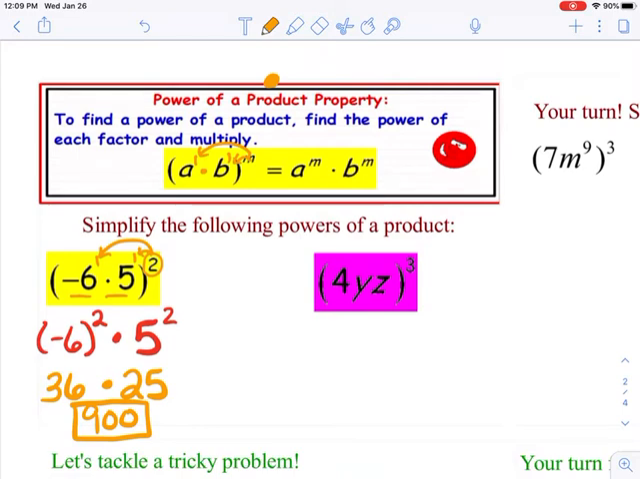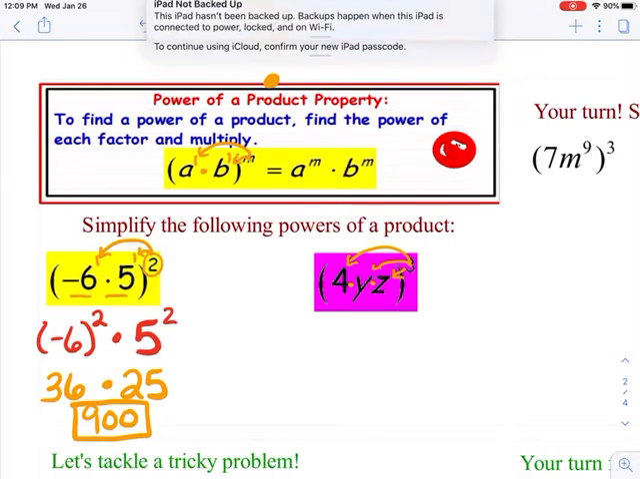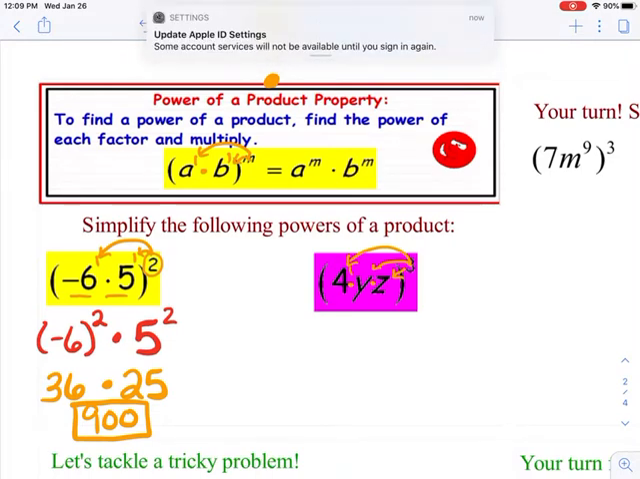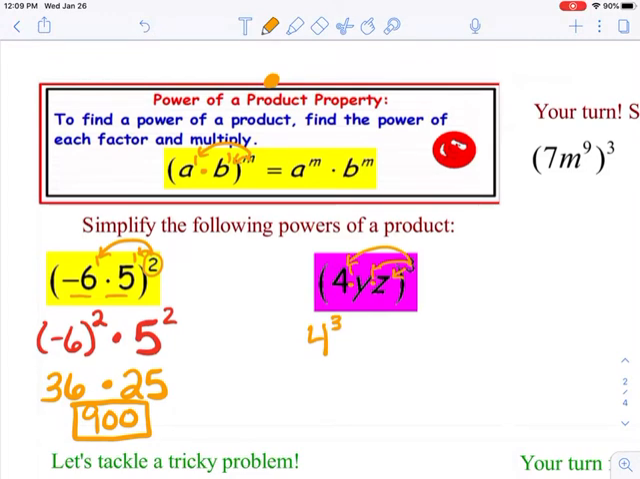Here again, I have this product, right? It's 4 times y times z. I'm raising it to the third power, meaning I get to distribute that third power to the 4, the y, and the z. Right now, 4 is raised to the first power. So again, I take the exponent for 4 times the 3, because it's power to power. 1 times 3 gives me 3. Y to the first to the third power, 1 times 3 gives me 3, so it's y to the third. Same thing with the z, it's raised to the first power, so 1 times 3 gives me z to the third.